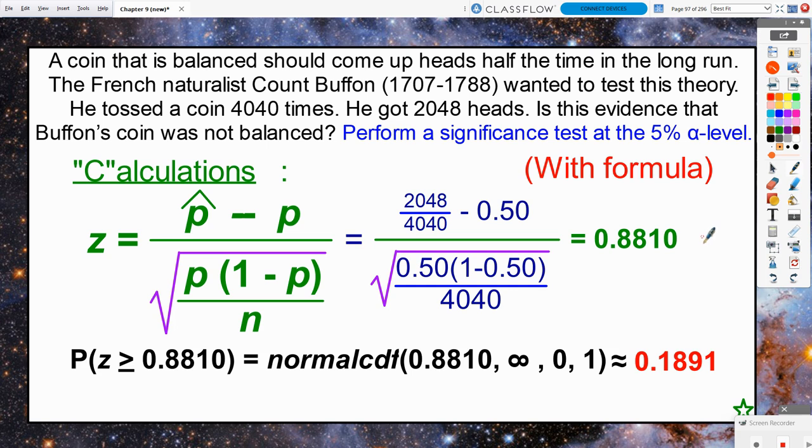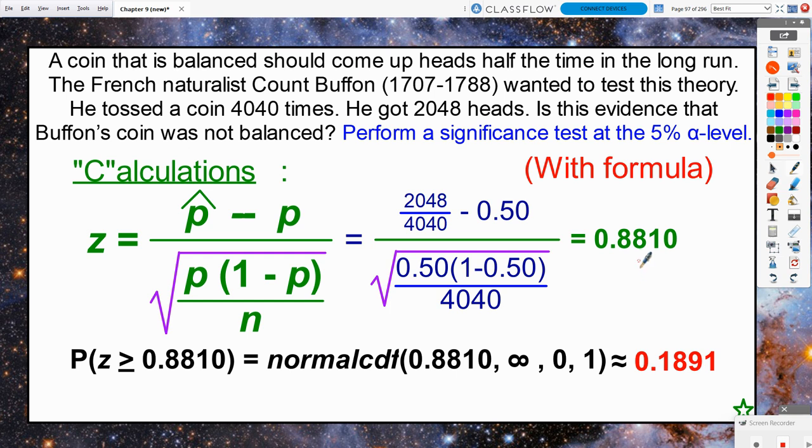Now, to do the calculations with the formula, and I will show you next what it looks like with the calculator command, but if you wanted to go this route, you certainly may. Here is our same test statistic formula that we used previously, but for a one-sided test. This is now going to be for a two-sided test. I have my sample proportion, 2,048 heads out of 4,040 flips, minus my hypothesized value of 50% heads, divided by my full standard error, my big square root down here, and that gives me a standardized test statistic of 0.8810.